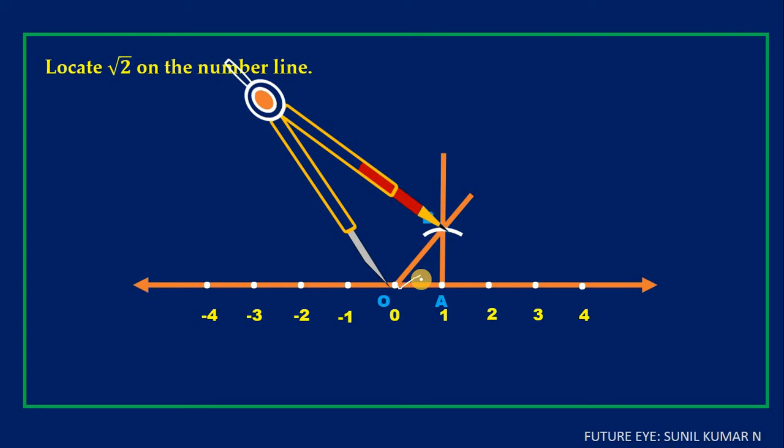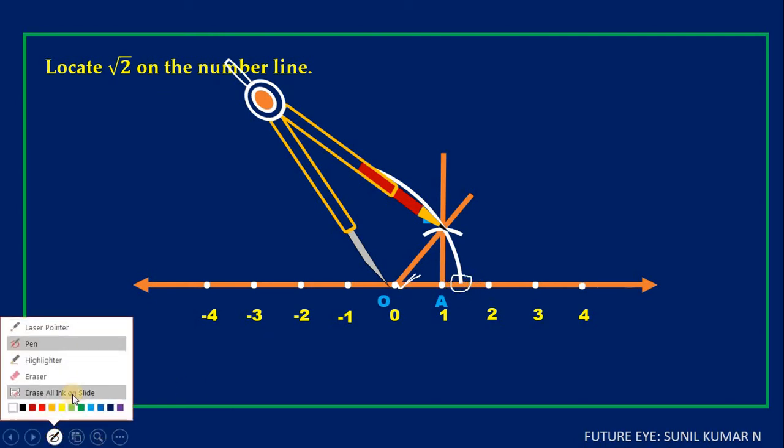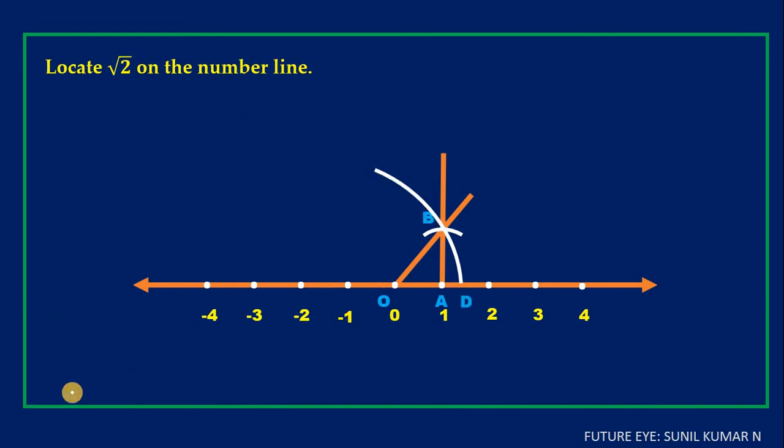Take OB as radius. I mean, how much distance will be there? OB. Take so much distance as radius, and O as center. Now cut one arc like that. That arc has to intersect this number line at this point. Somewhere it has to intersect the number line, children. So that point you call it as D. Now this OD, I mean, the distance from this 0 to this point will be the representation of root 2.